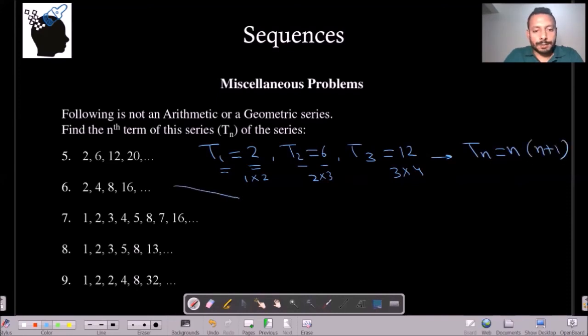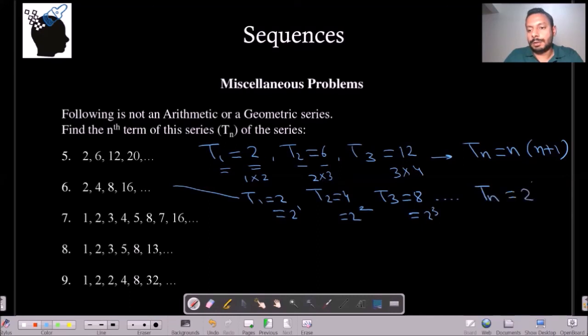Let's try the sixth one. T1 is equal to 2, T2 is equal to 4, T3 is equal to 8. You would have guessed it by now. So this can be written as 2 raised to 1, 2 raised to 2, 2 raised to 3. So Tn can be written as 2 raised to n.